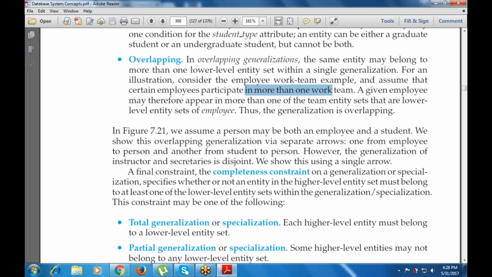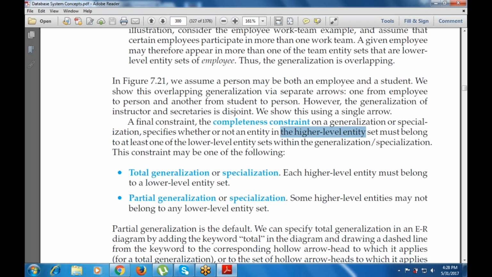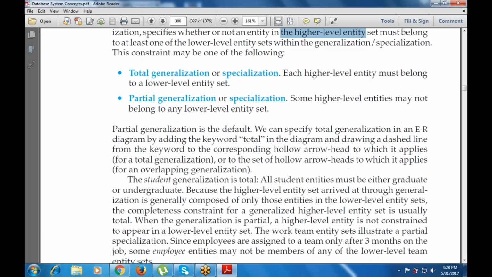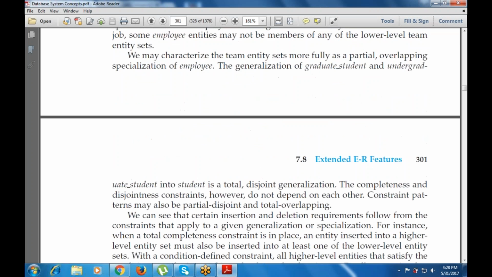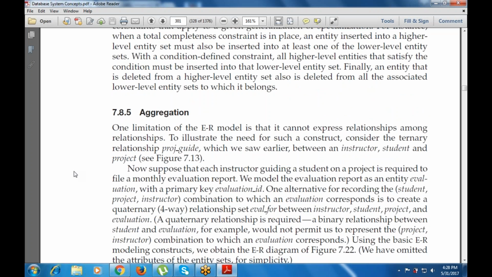And the final constraint is the completeness constraint on a generalization, which specifies whether or not an entity in the high level entity set must belong to at least one of the lower level entity sets. That may include any of the following. One is total generalization or specialization. One is partial generalization or specialization.